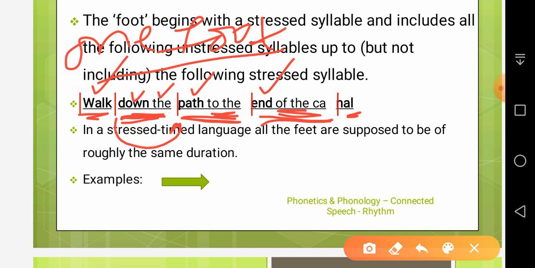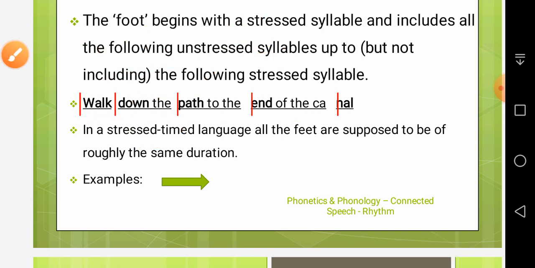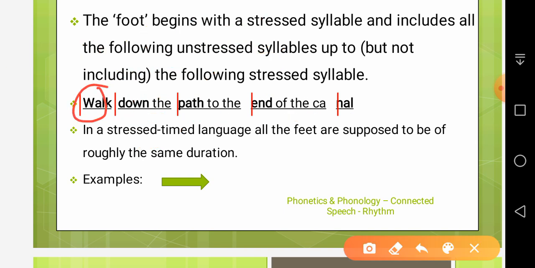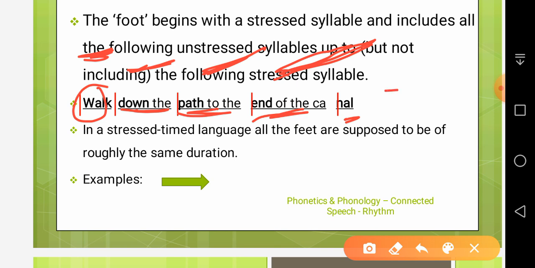So it means the length of the foot varies. This foot lengthwise is, let me show with this symbol, and this one is a bit longer like this, and this is further longer. This is a bit more long, this is longer than this one, and this is the shortest one. But when we pronounce them, we are going to take the same amount of time, let's say 1 second.